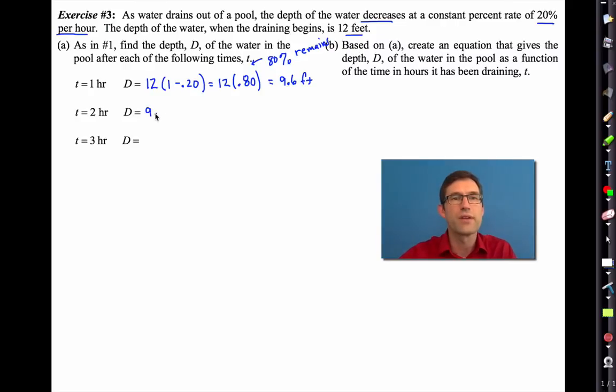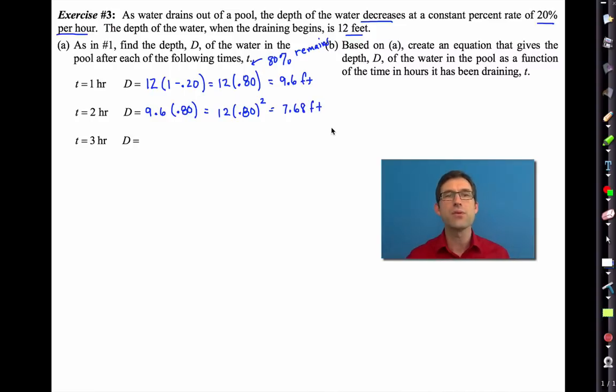After 2 hours, we're going to take that 9.6 and multiply it by 0.80, or by 0.8, whichever. I like the 0.80 because it really hammers home the 80%. But again, that's actually our 12 times 0.80 twice, right? We've really multiplied the 12 twice by 0.80, which then gives us 7.68 feet. Notice I don't really feel the need to round that to the nearest foot. There's absolutely no reason, unlike population, where those values have to be nice whole numbers. In fact, they typically won't be.